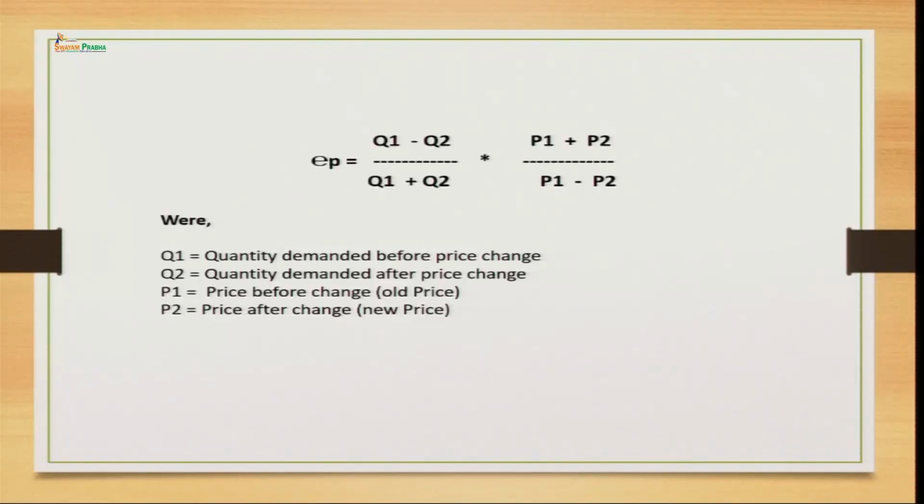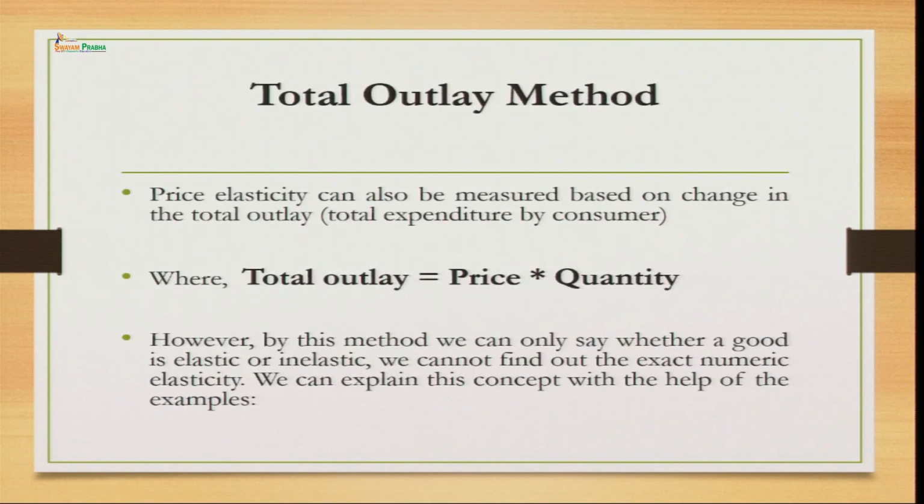We have another method of calculating the price elasticity, which is called the total outlay method. This method is different from the previous two methods, because the previous two methods were able to give you elasticity in numbers, where you can easily say whether the elasticity is greater than 1, lesser than 1, equal to 1 or equal to 0.